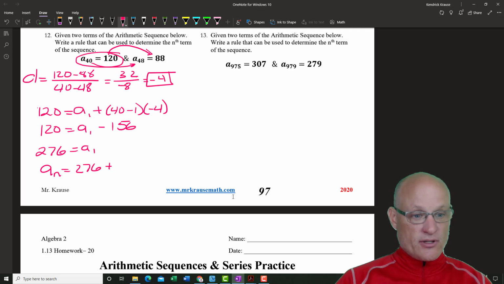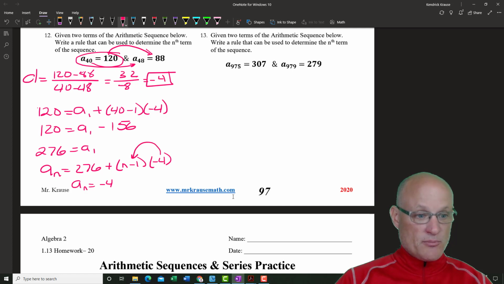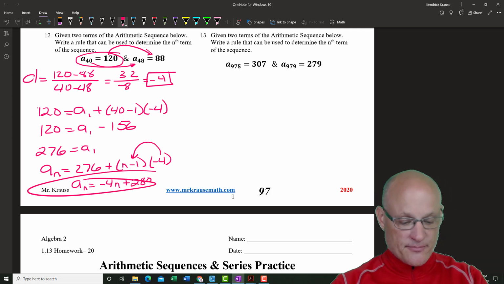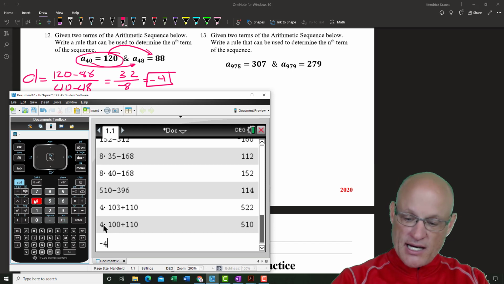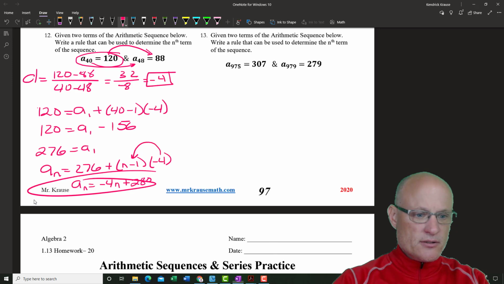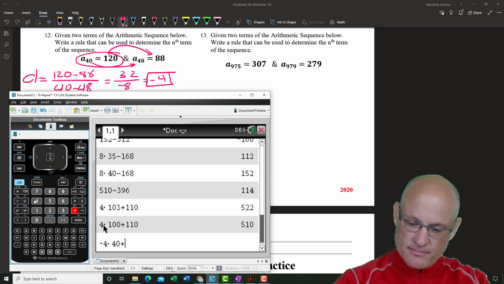276 plus n minus 1 times negative 4. A sub n equals negative 4n. Now this is going to be positive 4 plus 276, which is plus 280. Let's check that. So negative 4 times, let's see, which one do we want to use? 40? Negative 4 times 40 plus 280.